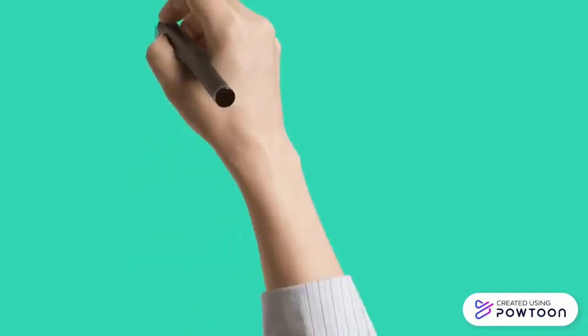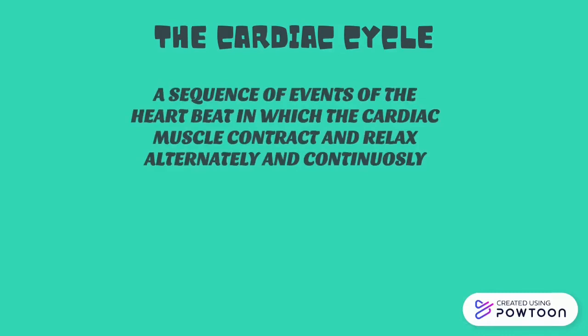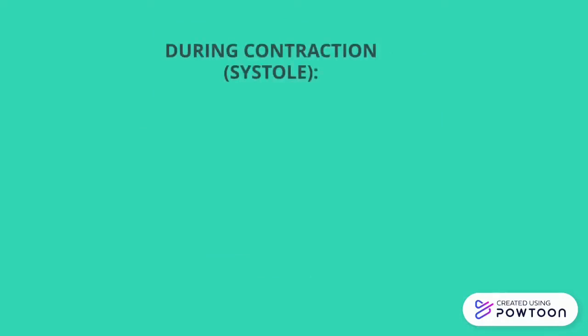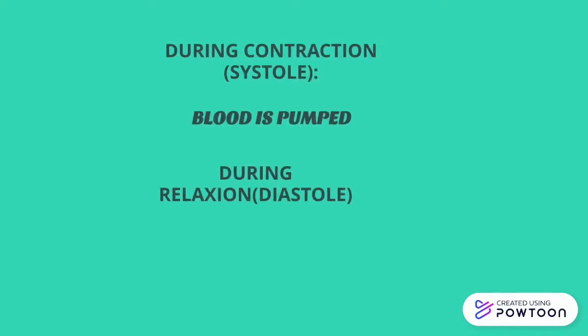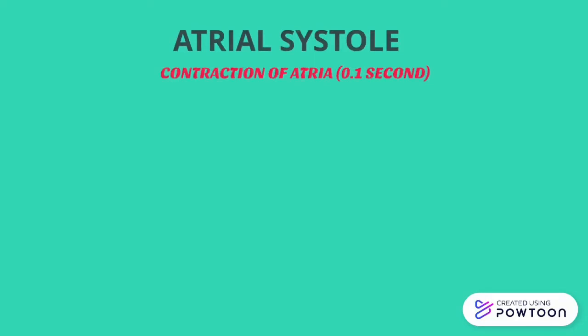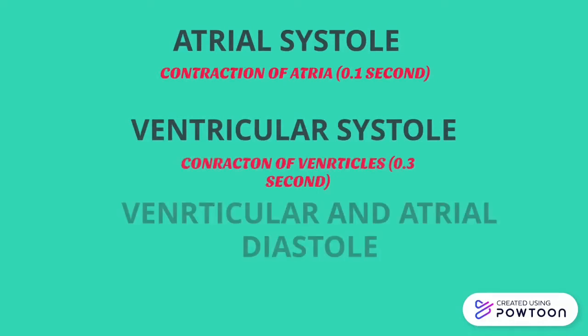Next, we will talk about the cardiac cycle, which is the sequence of heartbeats, where muscles contract and relax alternately and continuously. One complete cardiac cycle takes about 0.8 seconds. During contraction, blood is pumped, and during relaxation, chambers are filled with blood. There are three phases of the cardiac cycle, which are atrial systole, ventricular systole, and ventricular and atrial diastole.